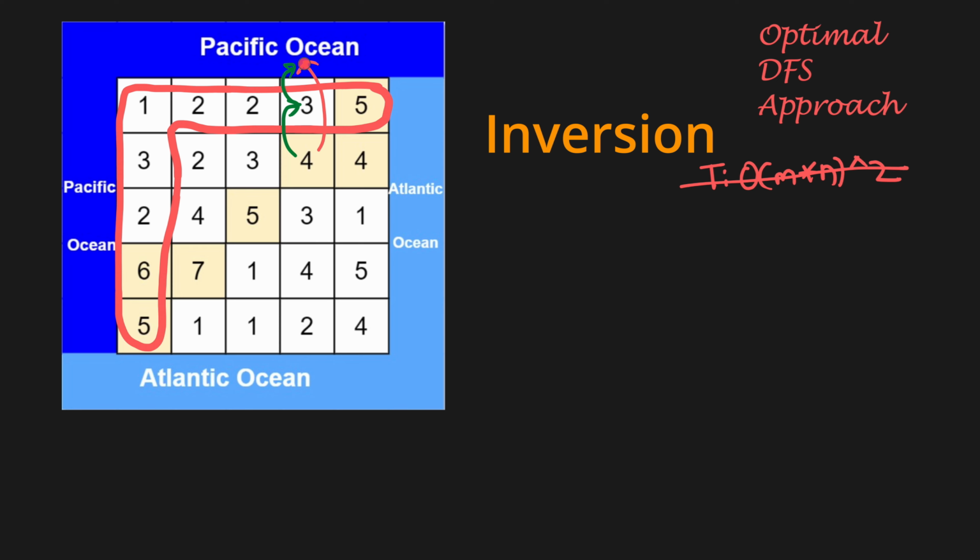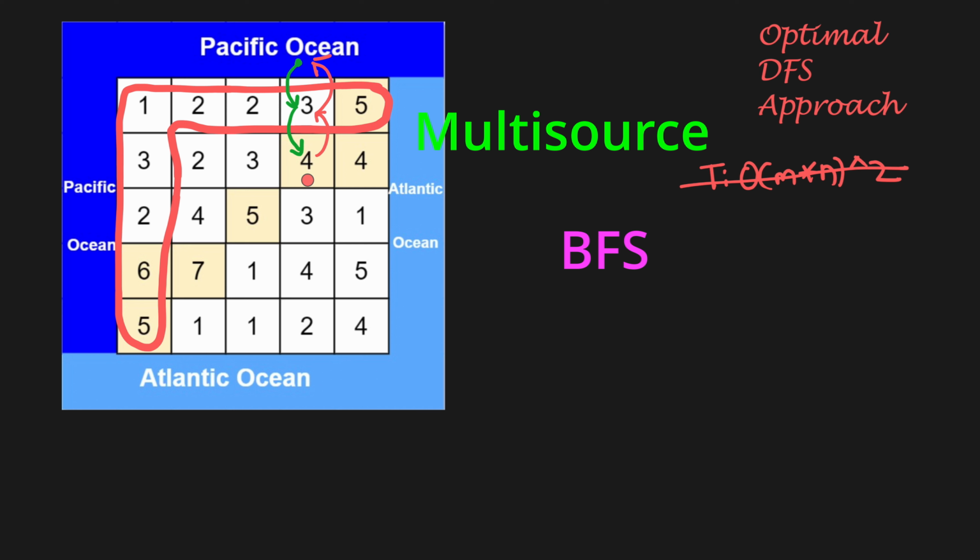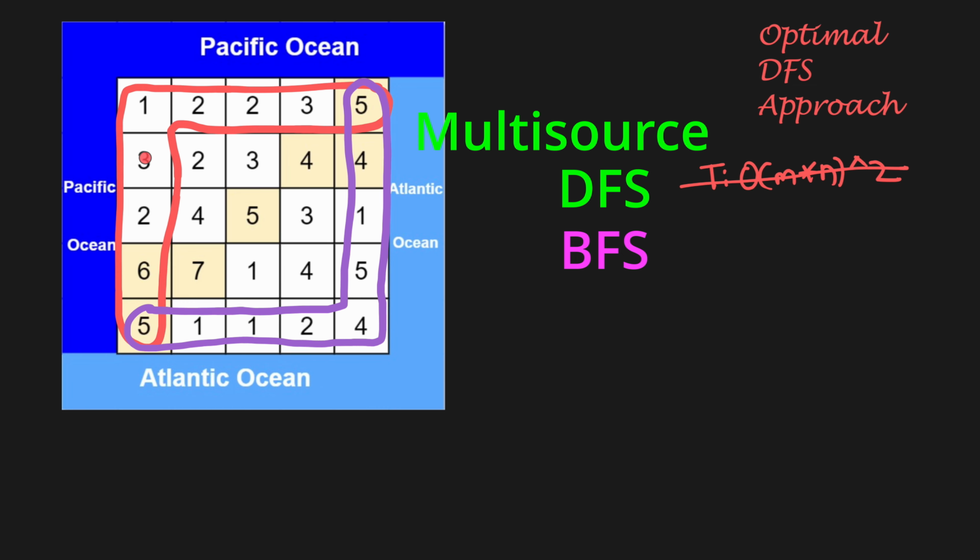We reverse our perspective and flip the question. Instead of asking, can water flow from this cell to the oceans? Let's ask, can water flow from the oceans to this cell? Now, to make the ocean water flow to the cell, we will need to run multi-source BFS or DFS. Let's say we use DFS again, where we use one DFS for the Pacific Ocean and one for the Atlantic Ocean. Here, by multi-source I mean that we need to run DFS from each of these cells and go inwards into the matrix.